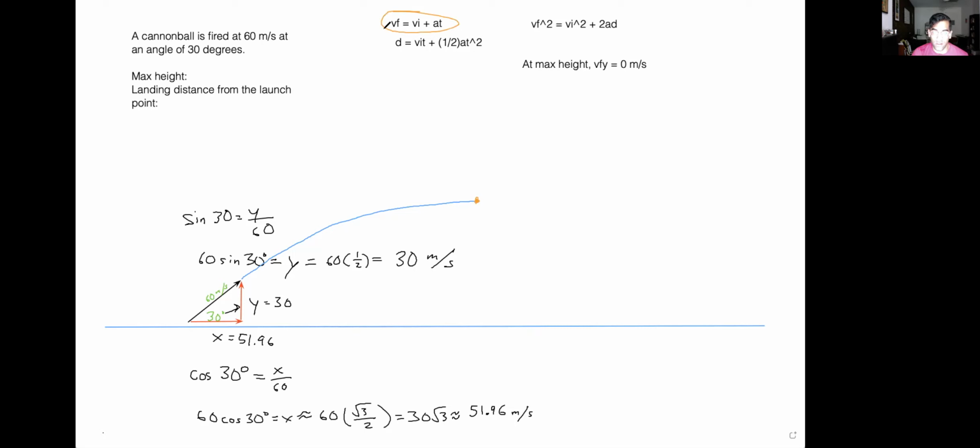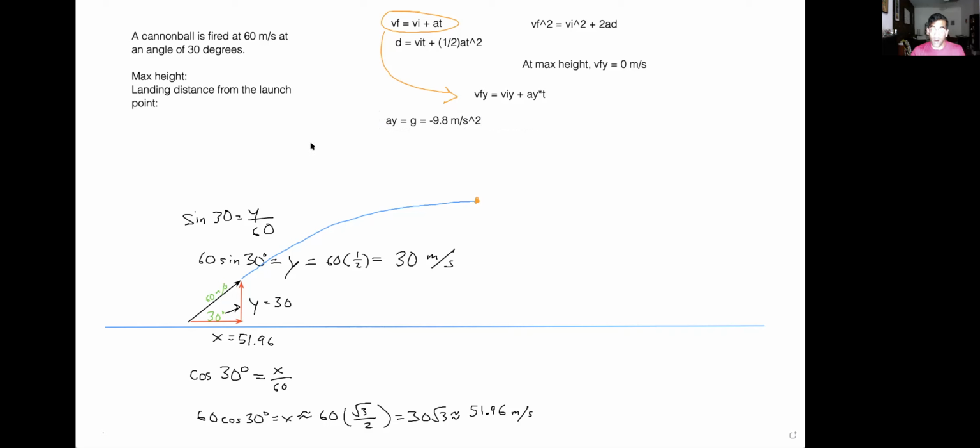What I'm going to do is take this equation. If I use the vertical component version of it, I can say that VFY is equal to VIY plus AY times T. And now the other thing that I need to realize in this case is that AY is acceleration due to gravity, or G, which is negative 9.8 meters per second squared.